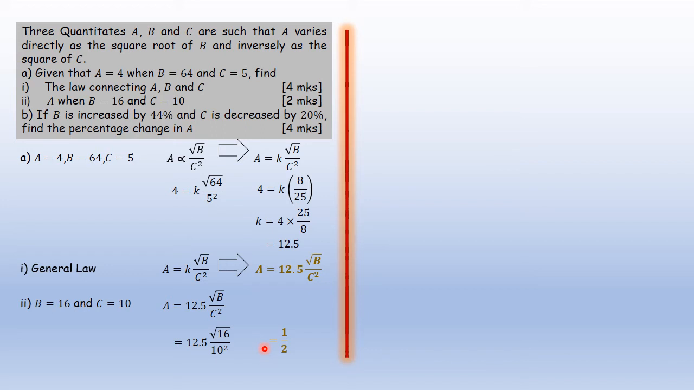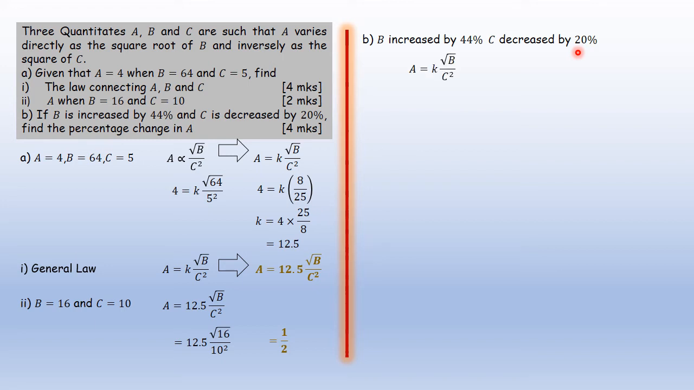We move on to the exciting part, which is part B. Now we are told that if B is increased by 44% and C decreased by 20%, find the percentage change in A. Now, originally we should know that B was 100% and C was 100%, but B has been increased by 44, so it's 144 over 100 of B, and C is decreased by 20%, so it is 80 over 100 of C.